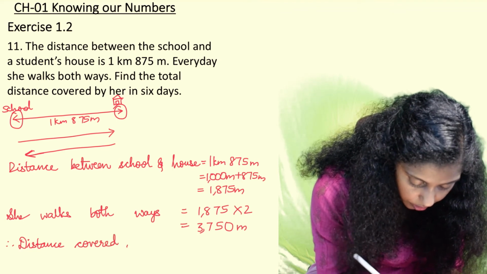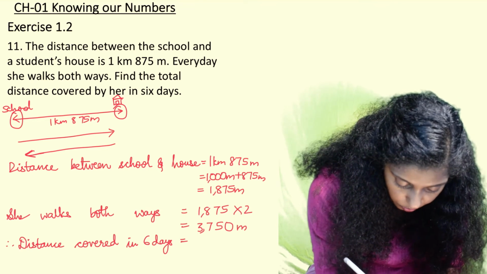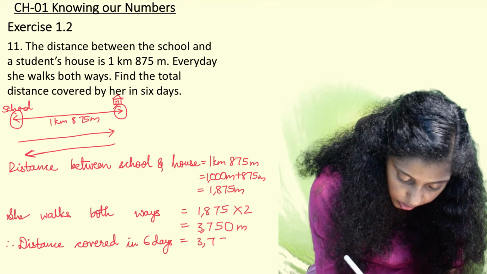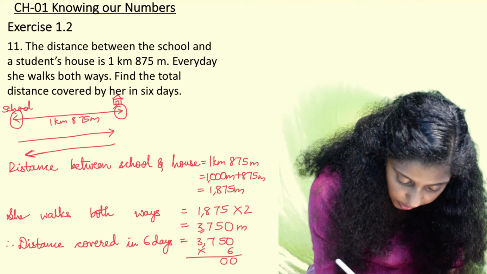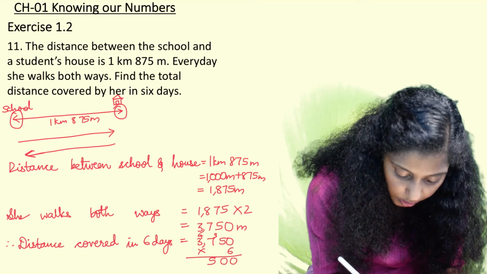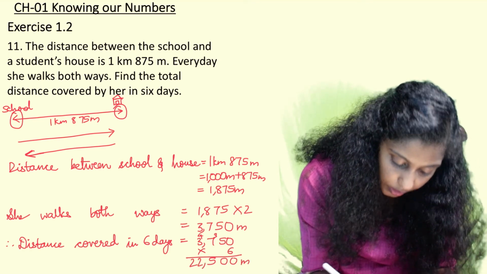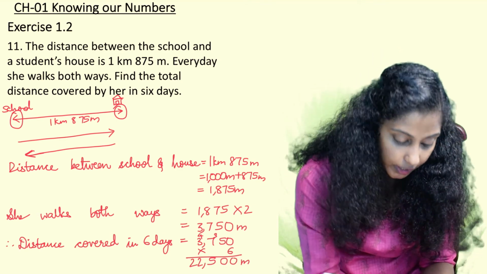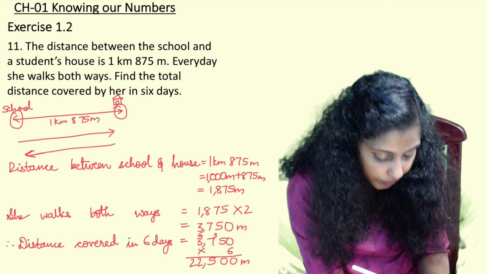distance covered in 6 days is equal to 3750 multiplied by 6. 6 zeros are 0, 6 5s are 30, 6 7s are 42 plus 3 45, 6 3s are 18 plus 4 22. This much meter. So we write the final answer. This we can also convert into kilometer and meter.